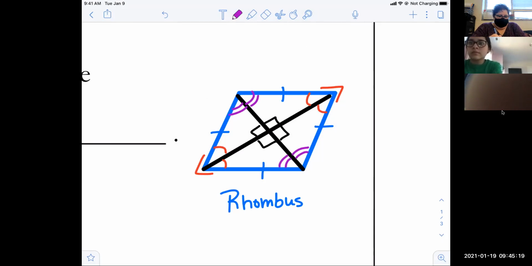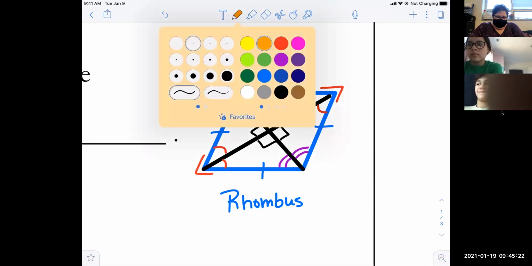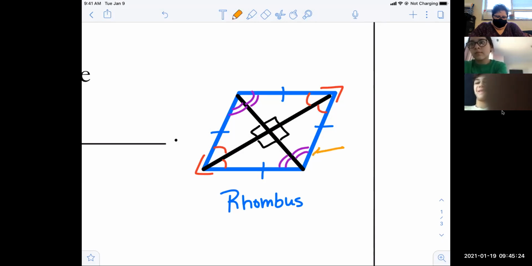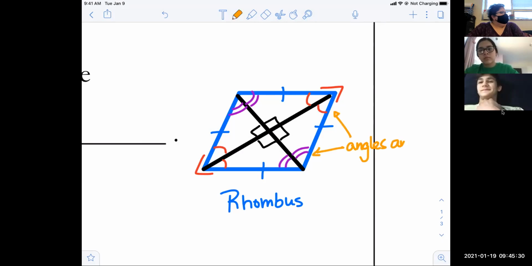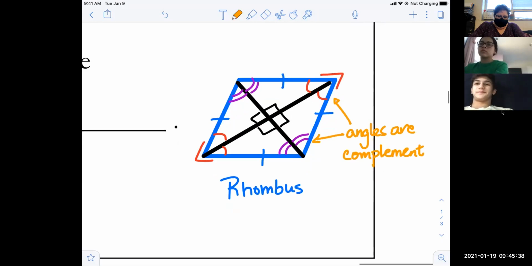So a few things here. What can you tell me about these angle measures, that one and that one? Those angles are what? Complementary. Because you have that right angle, you're going to have complementary angles there. What can you tell me about these little triangles?